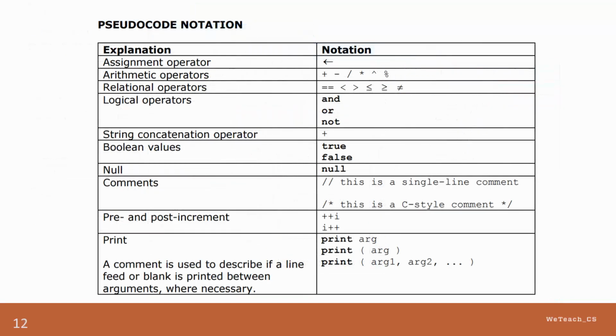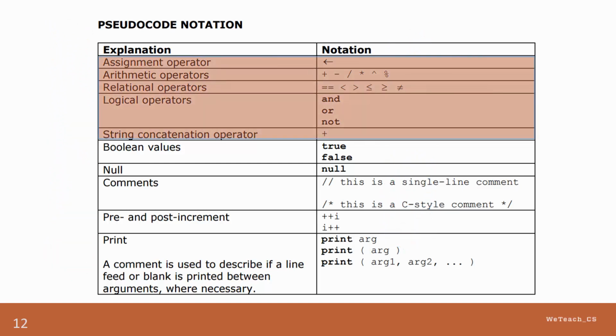Let's start at the top. The format of this system, as you see, is shown in 2 columns with the explanation in the left column and the actual notation used in the right column. It starts with operators you can expect to see in code examples on the test.